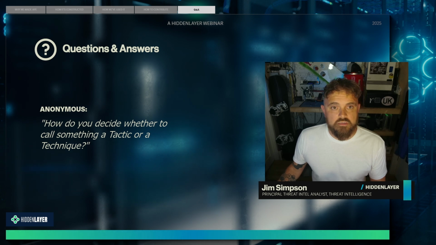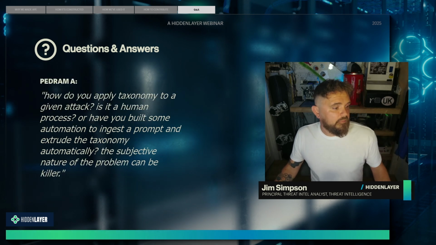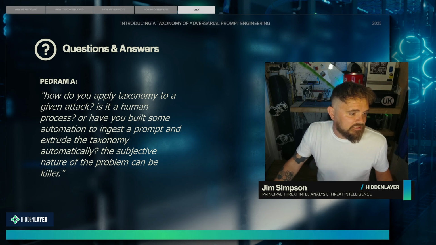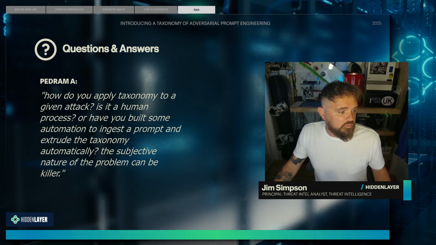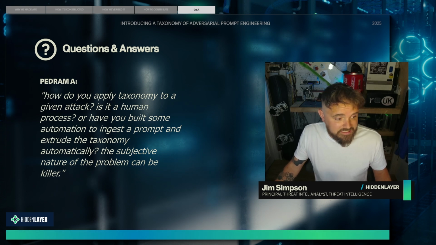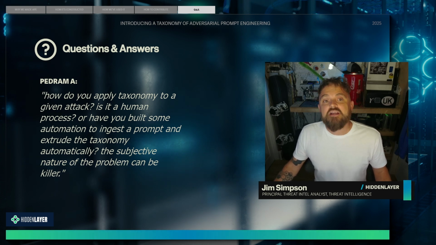So, from Pedram: how do you apply the taxonomy to a given attack? Is it a human process, or have you built some automation to ingest a prompt and extrude the taxonomy automatically? Subjective nature can be a killer.